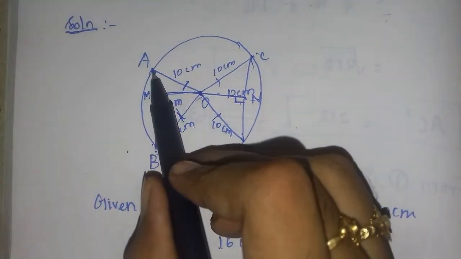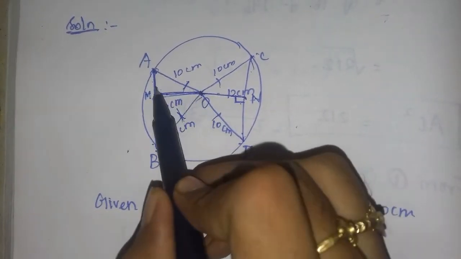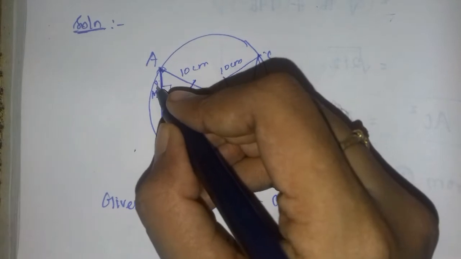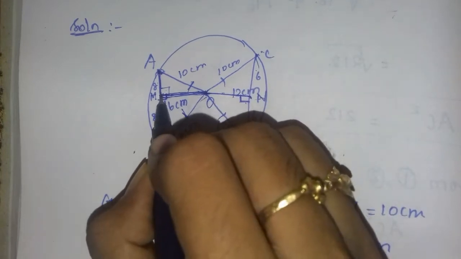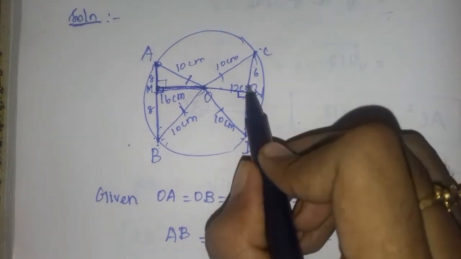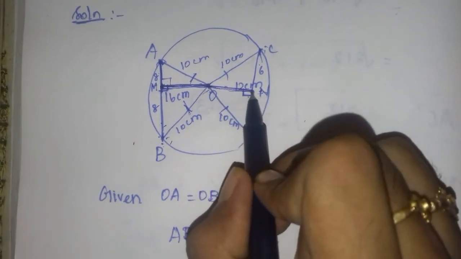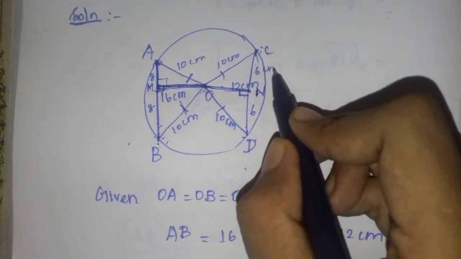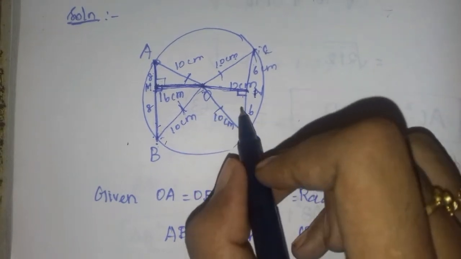Now by using the Pythagoras theorem, from triangle AMO, this angle is 90 degrees. So by this triangle you can find this side. We know this one is 8 cm and this is 8 cm. Here this is 6 and this is 6 cm. So this distance is 8 and this is 10 cm. We can find this distance easily. Similarly, by triangle CNO, we can find this distance easily. We know the side CN is 6 cm and CO is 10 cm. We can find the side ON by the Pythagoras theorem.